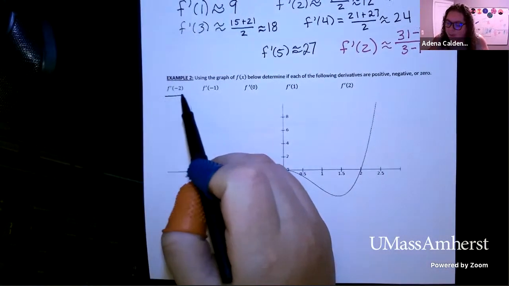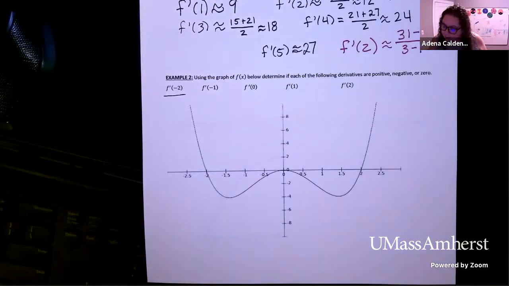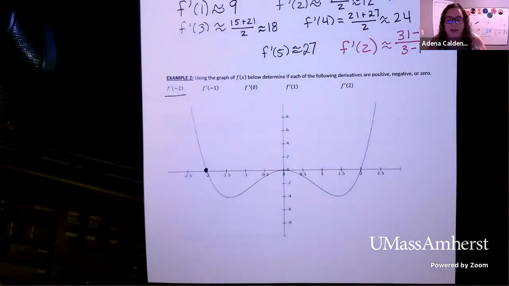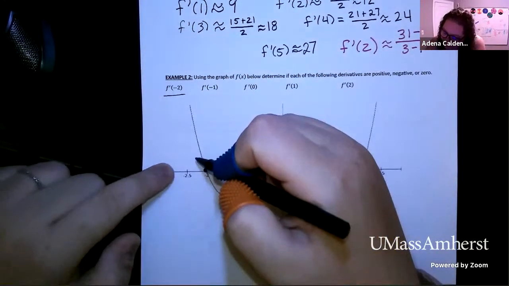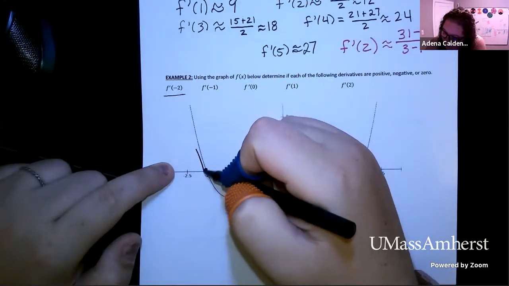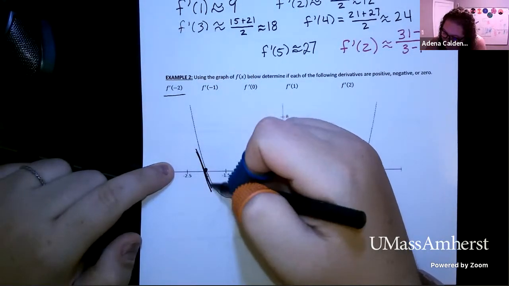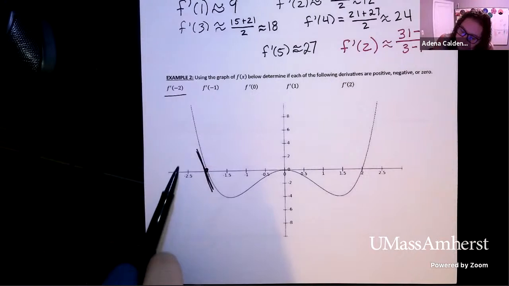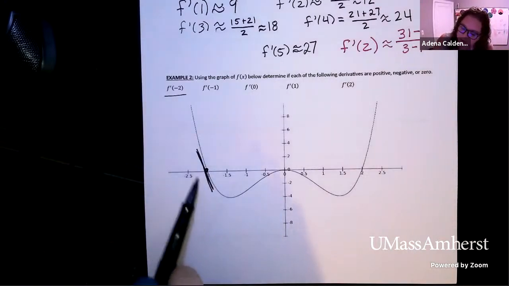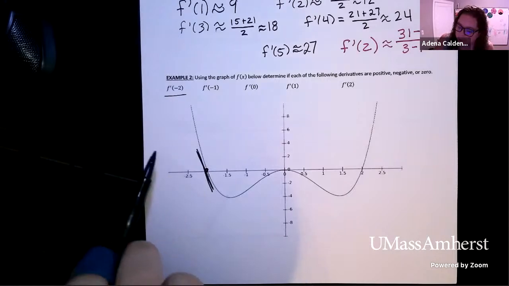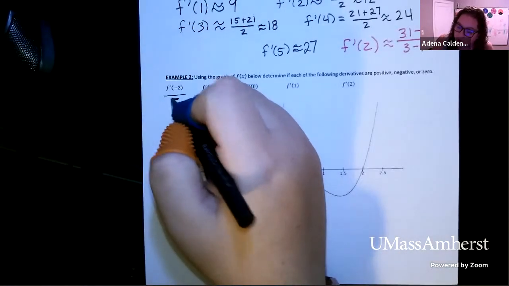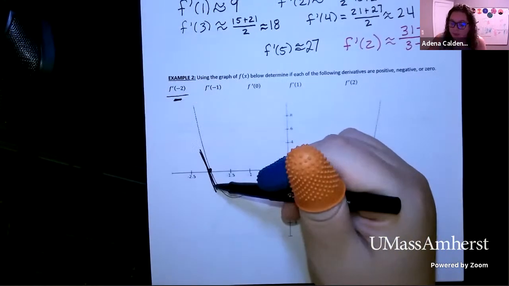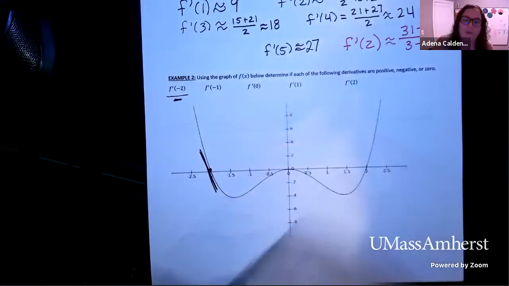So f prime of -2. That means I need to figure out where -2 is in terms of my function. So that's here. I go to -2, I go to the function, and then I have to picture what the tangent line is roughly going to look like. Okay, so my tangent line is going to look like this in general. And so if it is downward sloping, then the slope of that line is negative. So since it goes down from left to right, the slope of that line has to be negative, which means my derivative has to be negative because the derivative is the slope of the line.